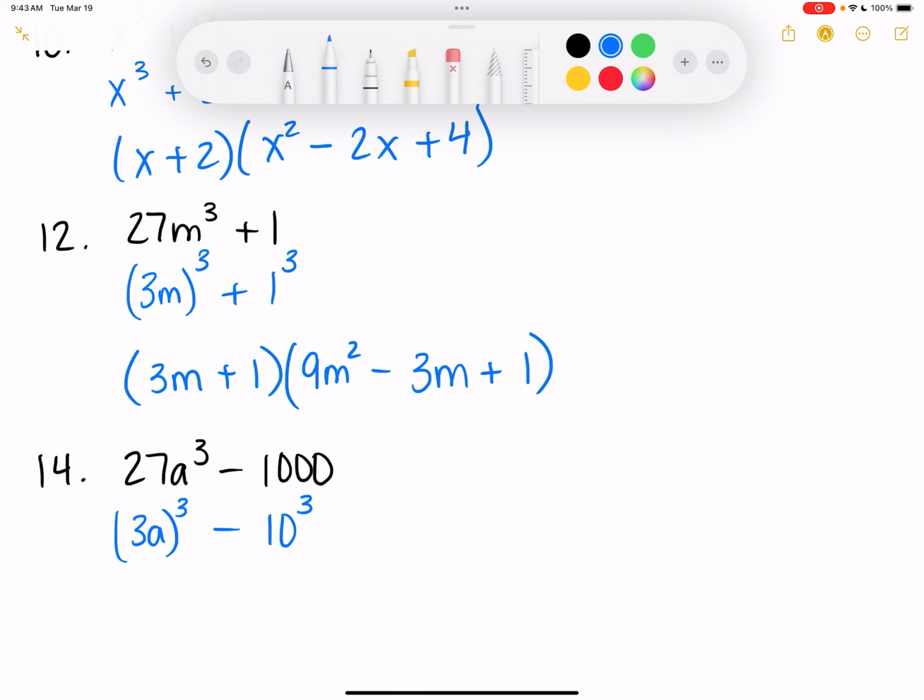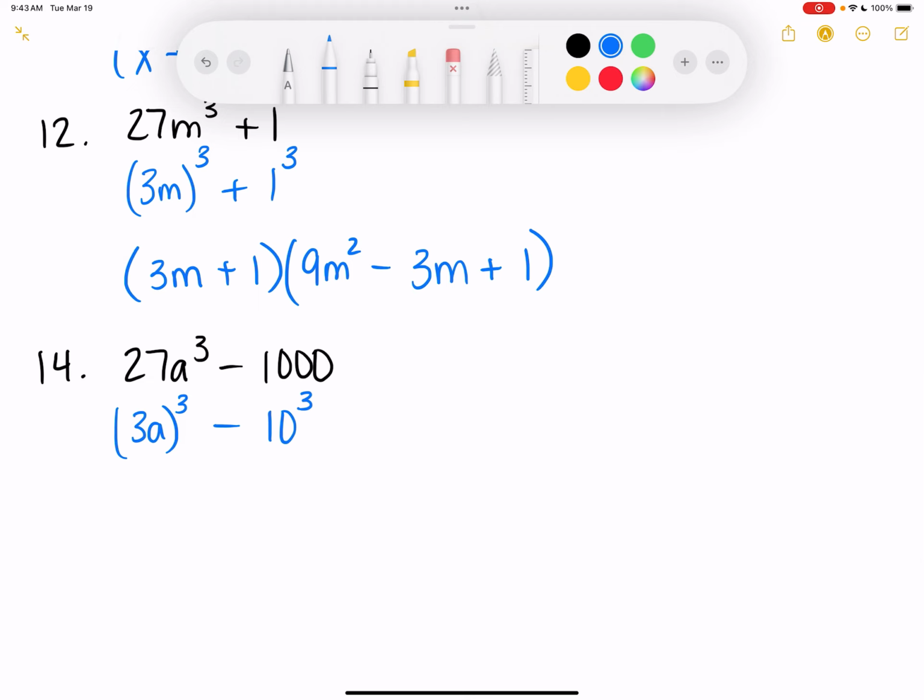So now notice the difference in this problem and the previous ones is this is a minus sign here. So we've got first term 3a, same sign, minus, second term 10. Then the next one, first term squared, so that's 3a squared, which is 9a squared. Opposite sign, so now this is a plus. First term times second term, so that's going to be 30a. Then always positive. Last term squared is 100.